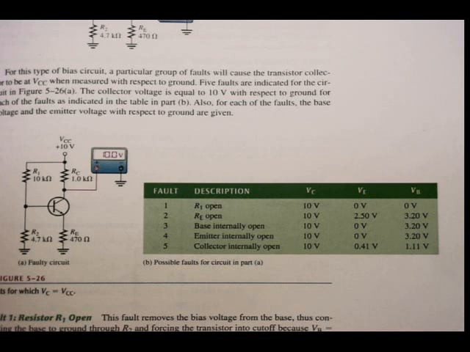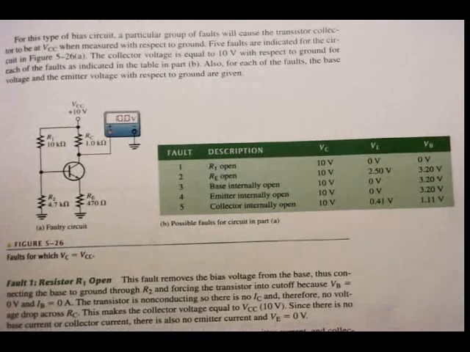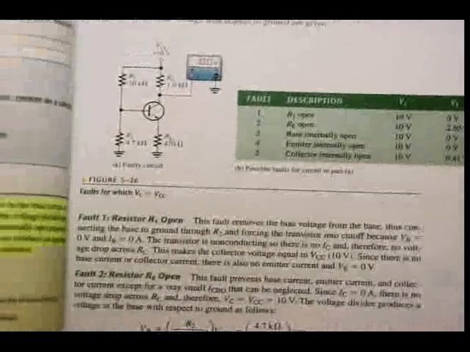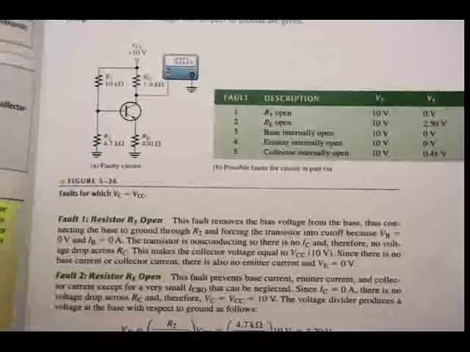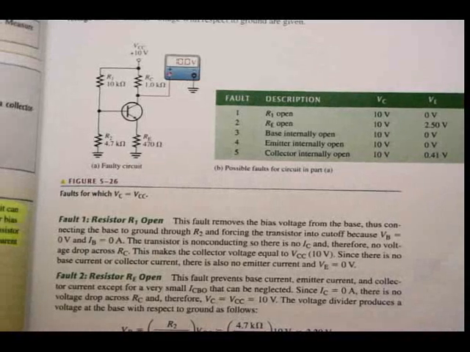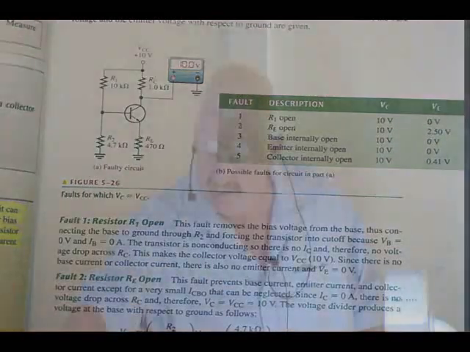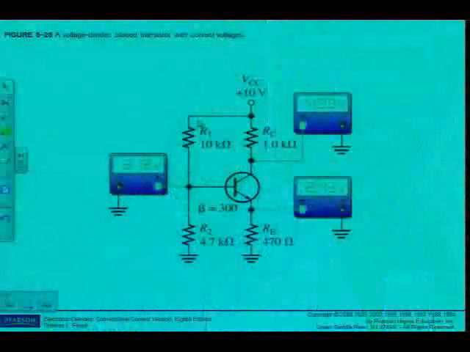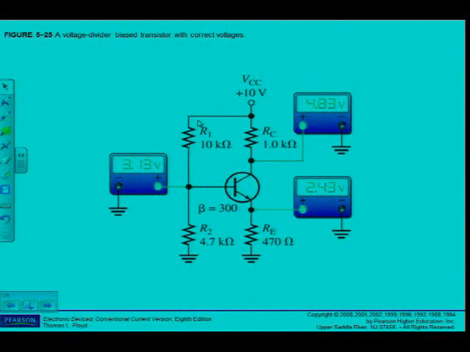And if you go and look at the explanation on page 237, just below figure 5.26. Fault 1, resistor R1 open. Resistor R1 is what? Part of my voltage divider bias. Now, so say for instance R1 is open.